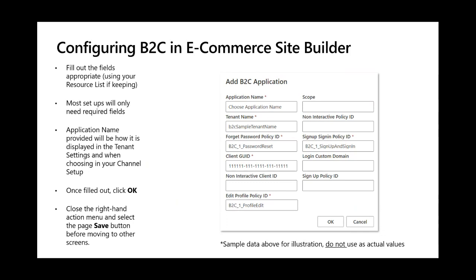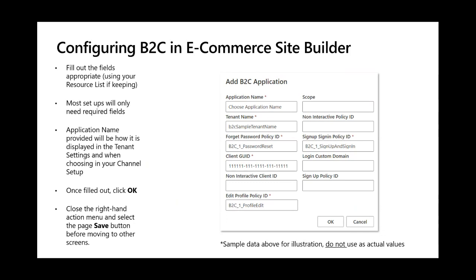Add your tenant name, the forgot password policy ID, the client GUID, the edit profile policy ID, and lastly, the sign up and sign in policy ID. Those required fields are really all you need when doing a configuration. One option that might come into play is the login custom domain. That's if you're using or have set up a custom domain with your B2C tenant. So it replaces that b2clogin.com URL that B2C is rendering. If you have a custom domain in that place, you can add it here as well.